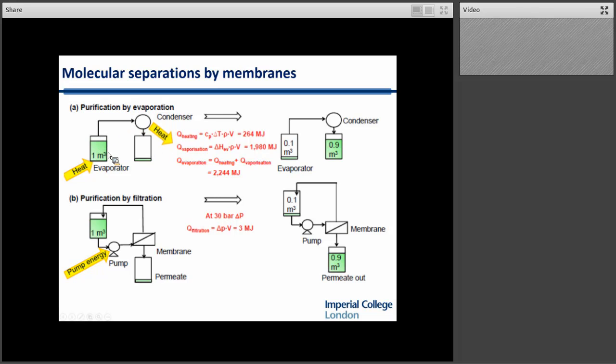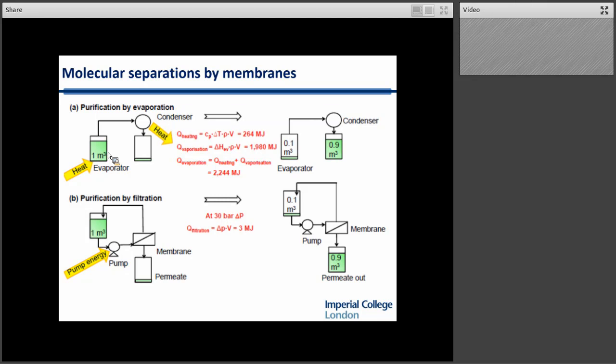And so if I consider a meter cubed of water, and it's got salt in it, so I'd like to evaporate it and then condense it to recover it as pure water, then I'm going to have to heat it up. And you can see an amount of heat here, 264 megajoules required to heat it up. And then we're going to have to vaporize it. And that takes me 1,980 megajoules. And if I put both of those together and I spend 2,244 megajoules, I can evaporate and then condense 900 liters or 0.9 meters cubed of water. So that's a lot of energy.